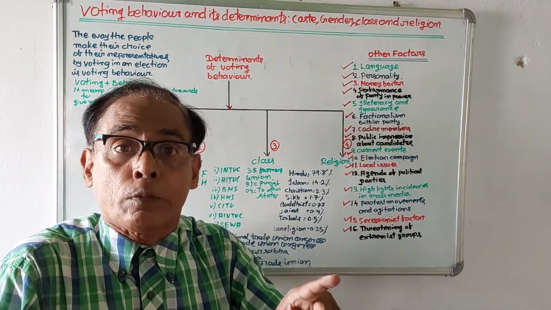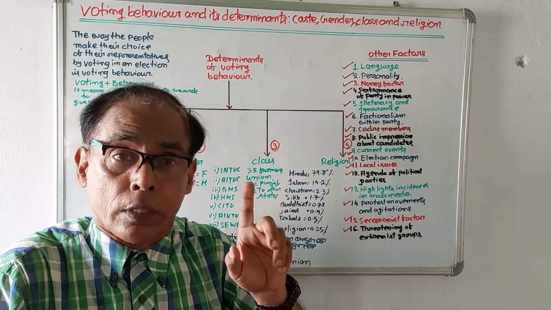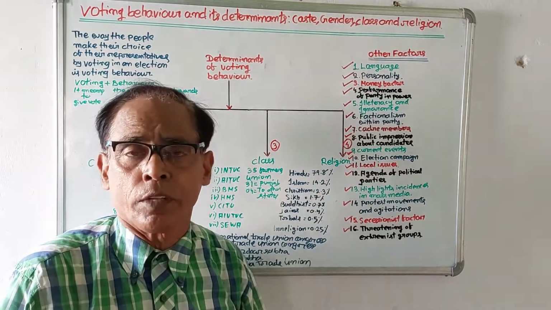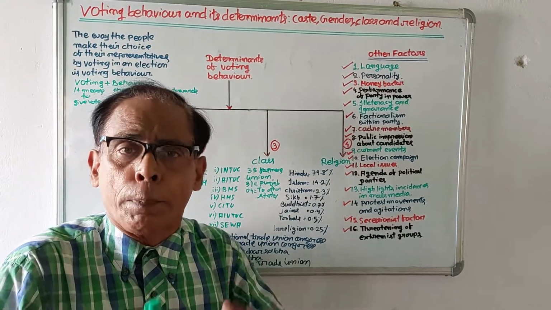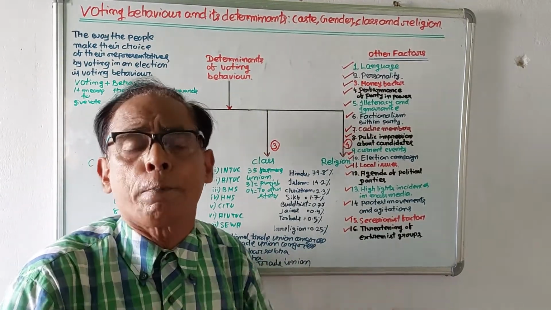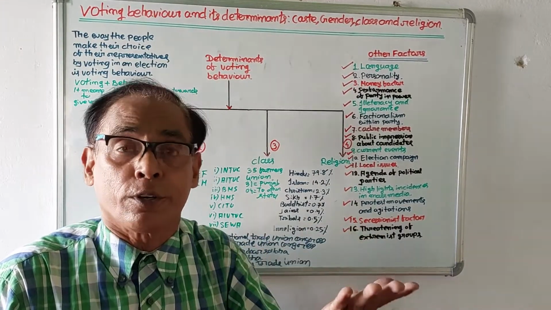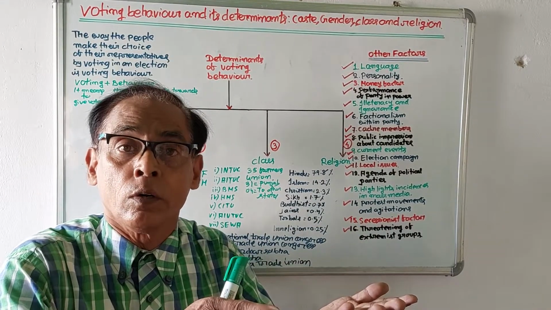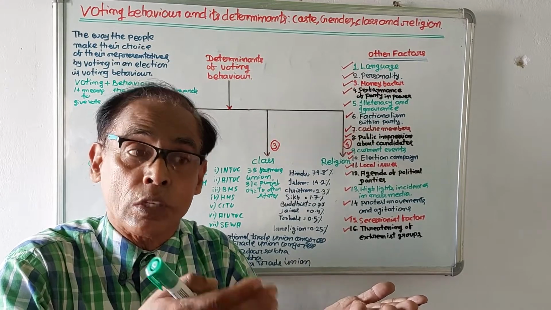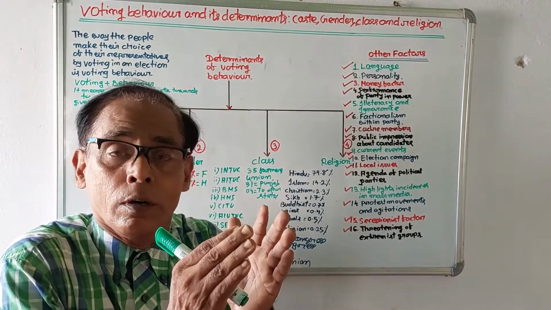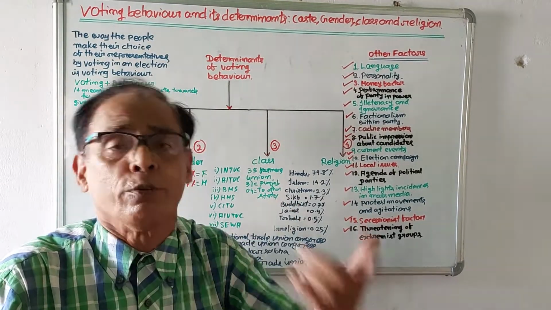People always want to give vote to that person who has good personality. Number 3, money factor. As in India, most of the people are poor, and they give vote to that person who gives them money beforehand. So poor people, by taking money, also give their vote.